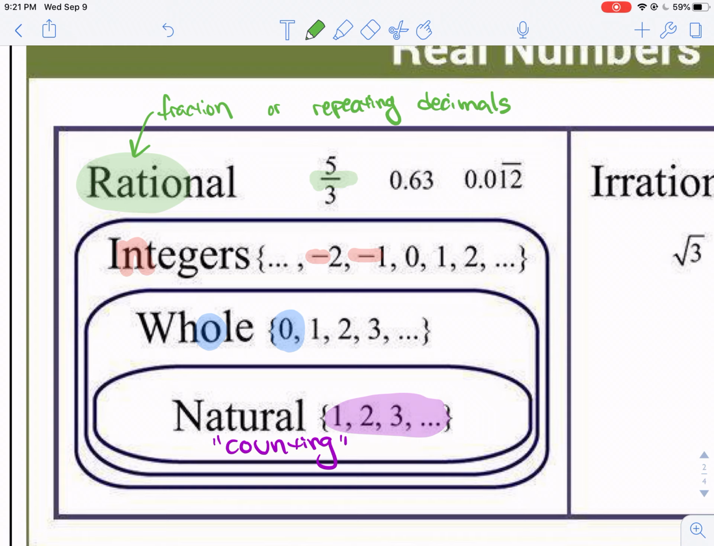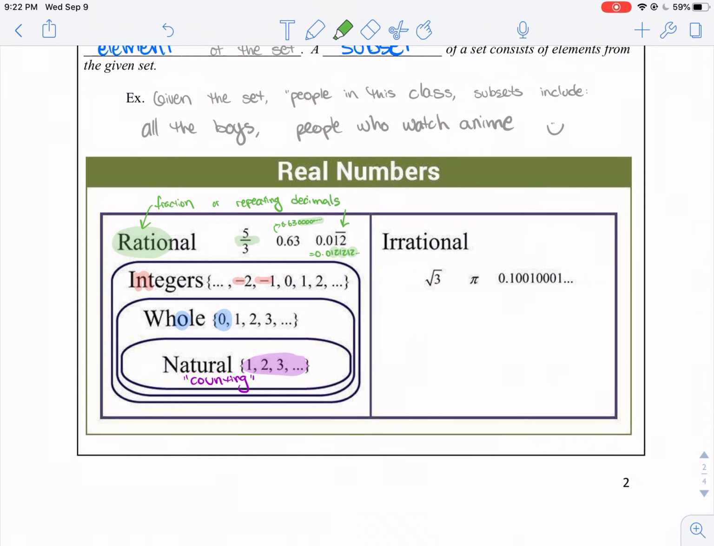Oh, that was a weird sound. Okay, so this bar right here means that the 1, 2 repeats, so that's 0.012121 forever and ever. And then here on this 0.63, we have like a hidden 0, so this is technically 0.63, 0, 0, 0, 0, 0, 0, 0 forever. So we say the 0 is the repeating part. So that repeats. The 1, 2 repeats. So there you go. And then finally, our irrational numbers.